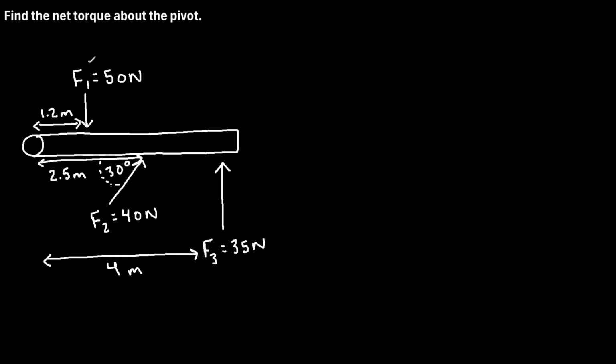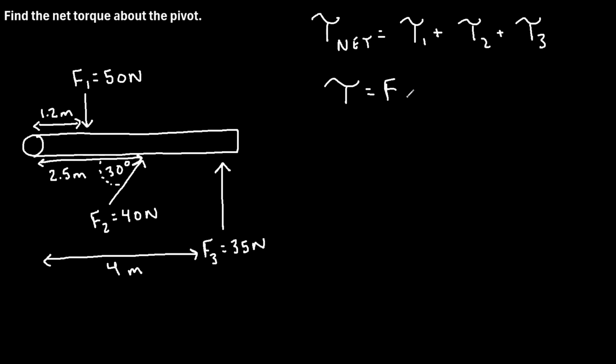So for each of these 3 forces, there will be a torque associated with it. So to find the net torque, here's what we can do. The net torque is simply going to be the first torque plus the second torque plus the third torque. Now, how do we calculate torque? Well, torque is simply the force that's being applied multiplied by L, where L is the distance between the axis of rotation and where the force is actually being applied. And then we multiply that by the sine of the angle that the force is being applied at.